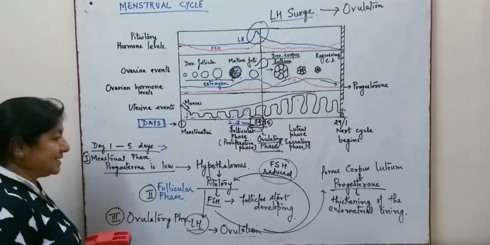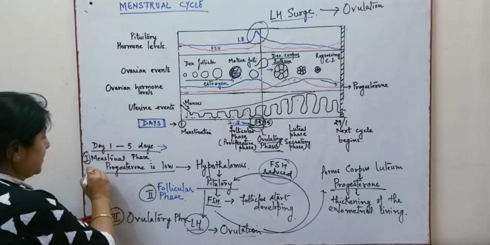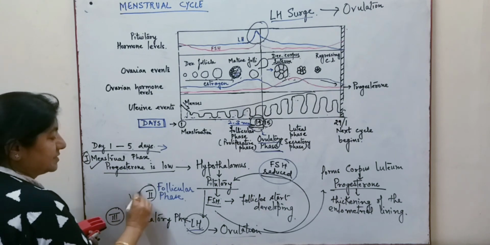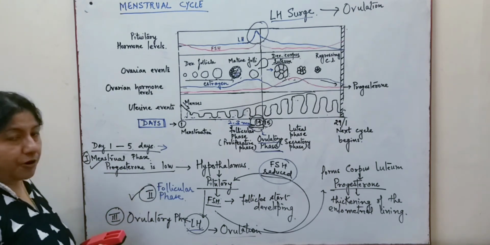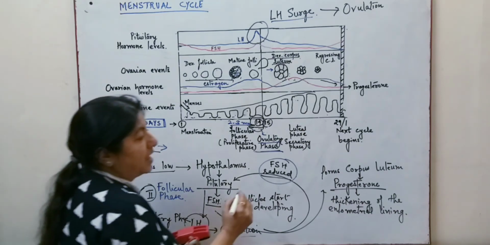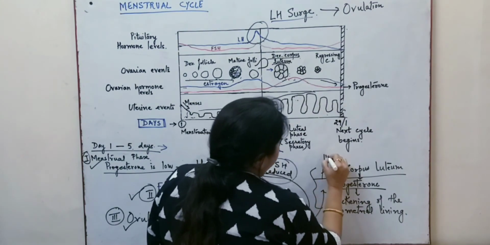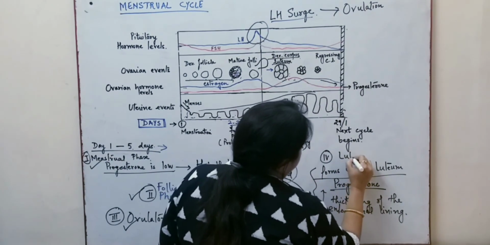So here we see that there are different phases. This is the menstrual phase. The second phase is the follicular phase or the proliferative phase. The third is the ovulatory phase, and the fourth is the luteal phase. This is the fourth phase, that is the luteal phase.